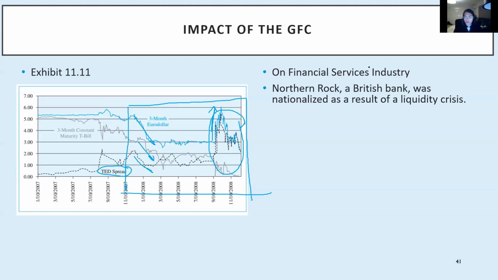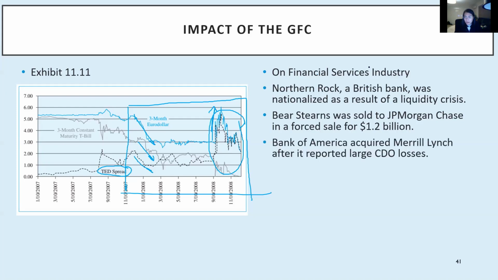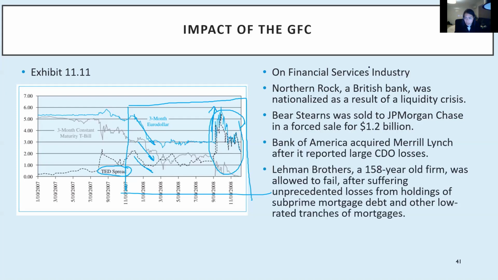So a few casualties in the financial industry include Northern Rock, the British Bank, Bear Stearns. This is an insurance company. It was later acquired by JP Morgan, Bank of America, and Merrill Lynch. And the most famous casualty was the Lehman Brothers. Okay, it was a very old bank that failed because they had too much exposure in the mortgage debt market.